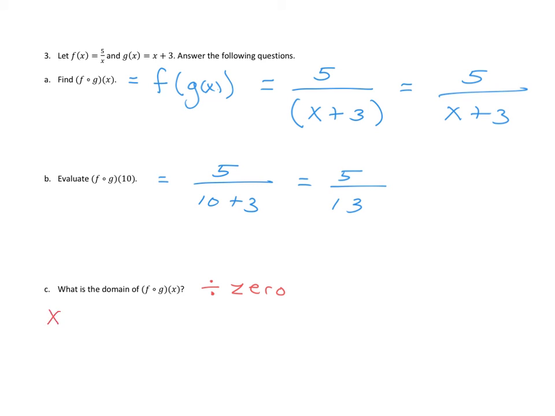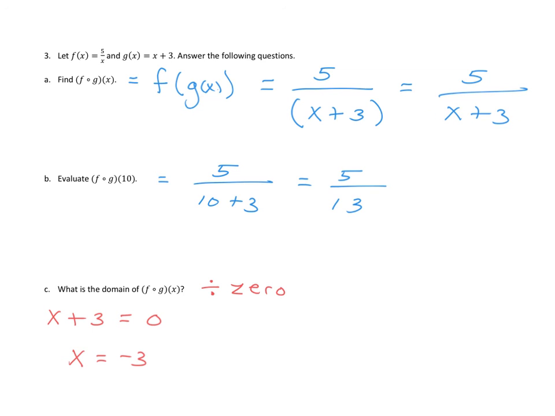Basically, I'm solving this equation. When is x plus 3 equal to 0? Well, if you subtract 3 from both sides, that's when x is equal to -3. If you put this number into this function, the denominator is 0. That is an undefined value. But every other number is okay. Any other number that you put in place of x won't put a 0 in the denominator.